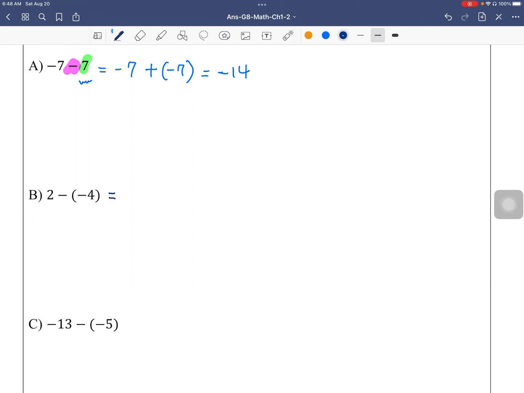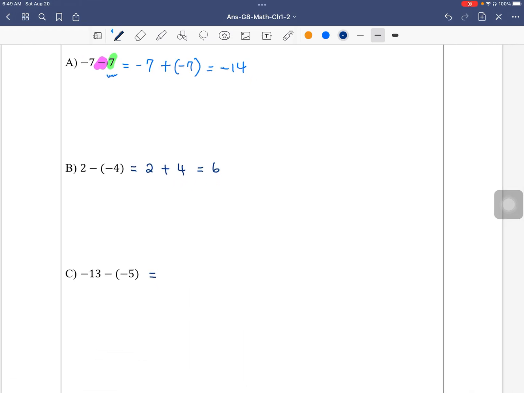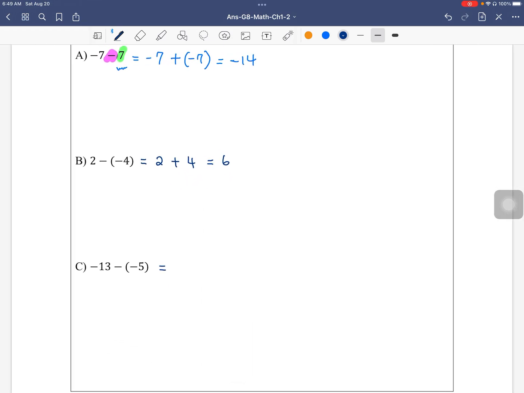2 minus negative 4, I am adding negative 4's opposite. So that's positive 4, and that brings me 6. And then when negative 13 is minus negative 5, I'm actually adding negative 5's opposite, positive 5. So this is negative 8.